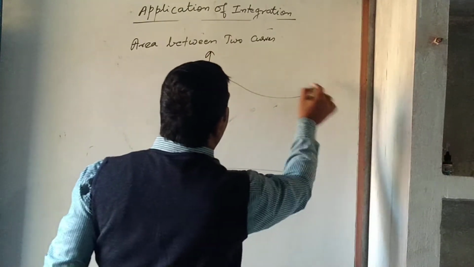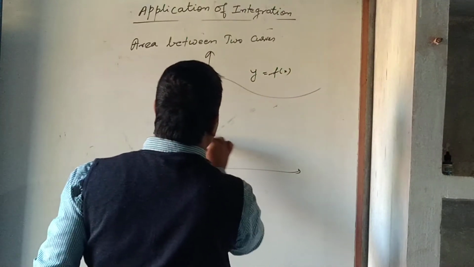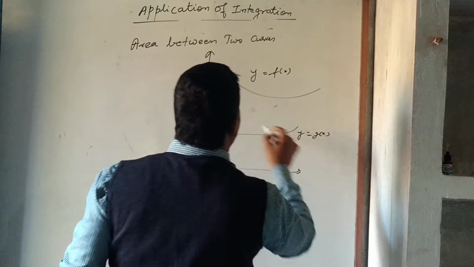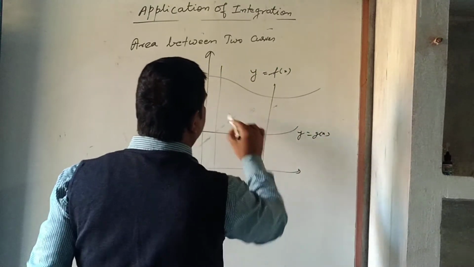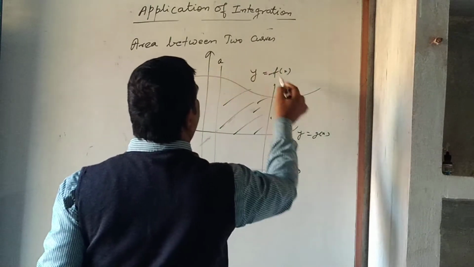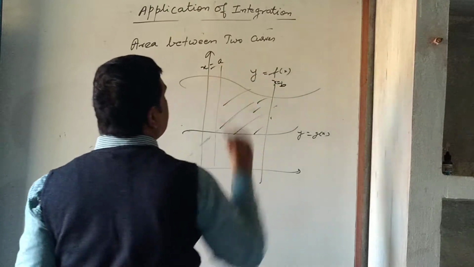Suppose this is the first curve y equal to f(x). This is another curve y equals g(x), and we want to find out this area between these two curves. Integration limit varies from a to b. This is the x equal to b line and this is x equal to a line.